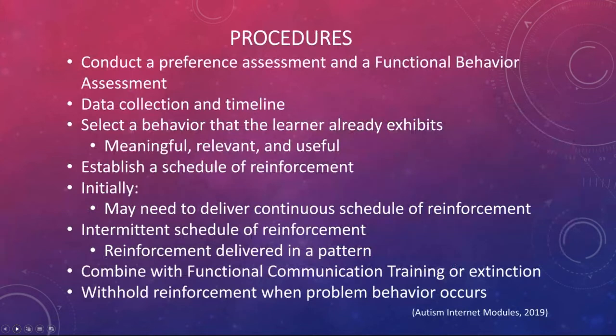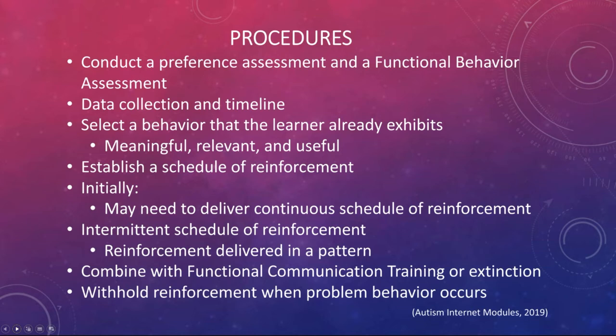Procedures. First, you're going to conduct a preference assessment and a functional behavior assessment. This is to determine the function of the behavior you are trying to reduce or eliminate. You're going to collect data and create a timeline for collecting data. Select a behavior that the learner already exhibits. It must be meaningful, relevant, and useful to the individual.